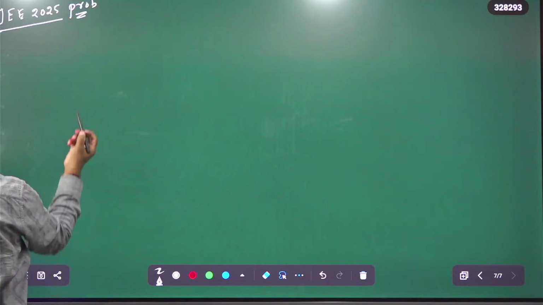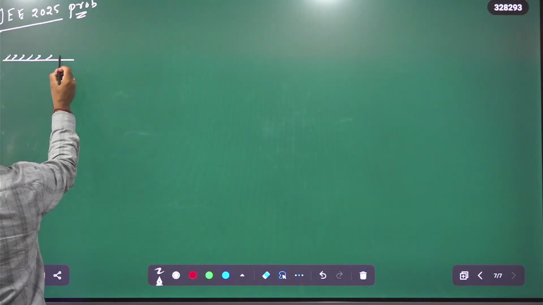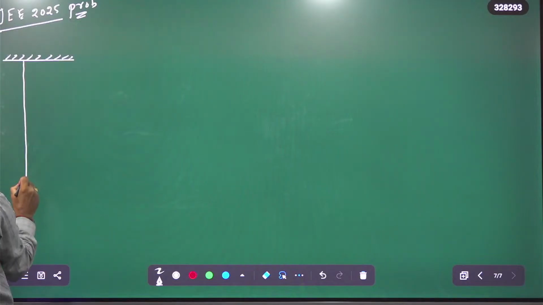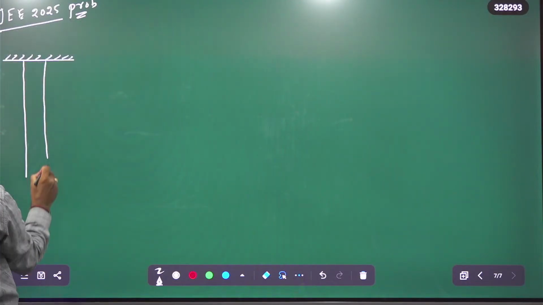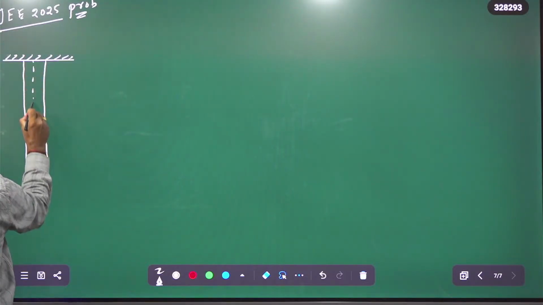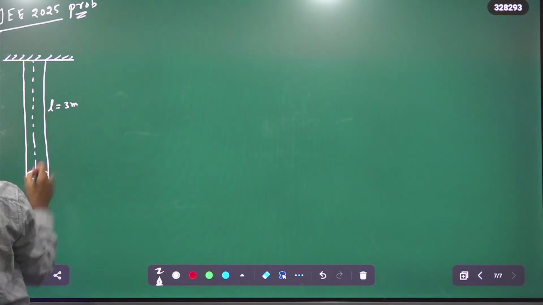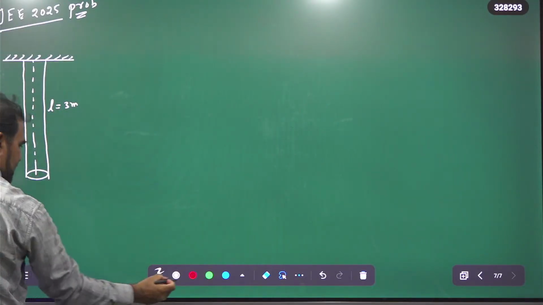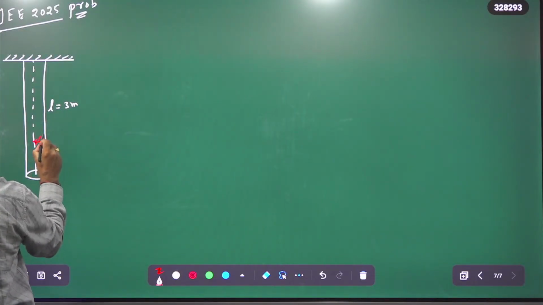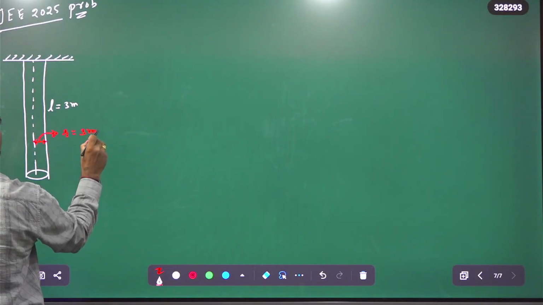Okay. Suppose we consider a wire. This is a wire, and one end of it is fixed here like this. It has a length L equal to 3 meters, and its radius R is equal to 3 millimeters.